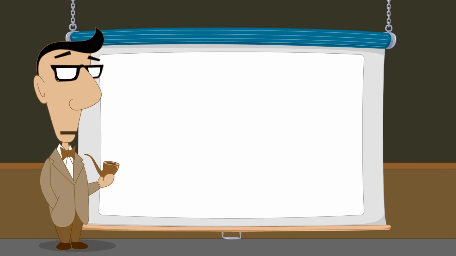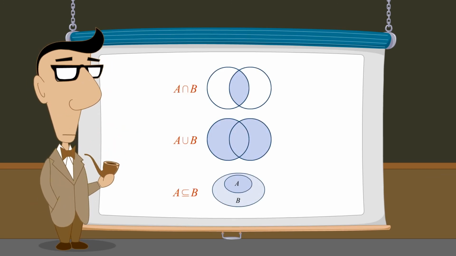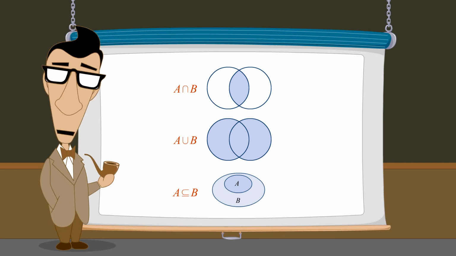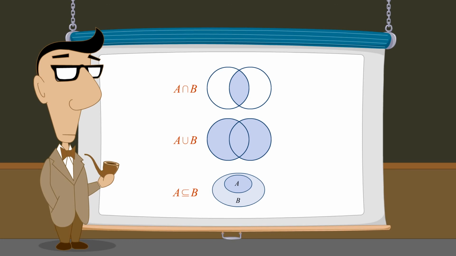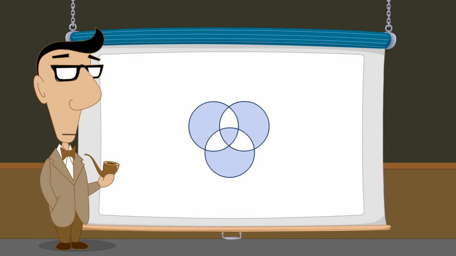So far, we have seen how various relations between sets, as well as set operations such as intersections and unions, can be represented using Venn diagrams. In the next lecture, we will see how Venn diagrams can be used to visualize more complex operations.